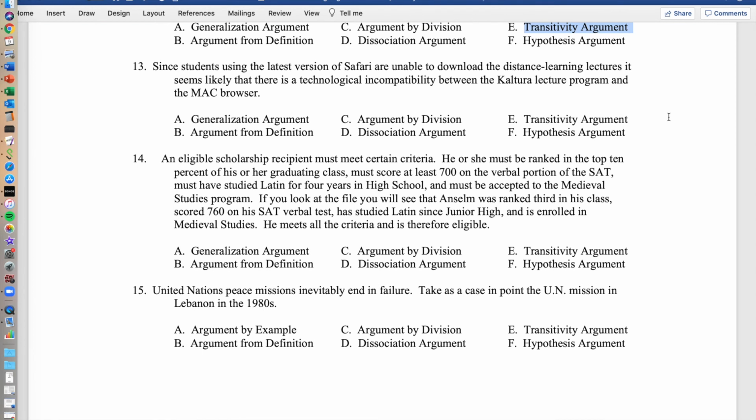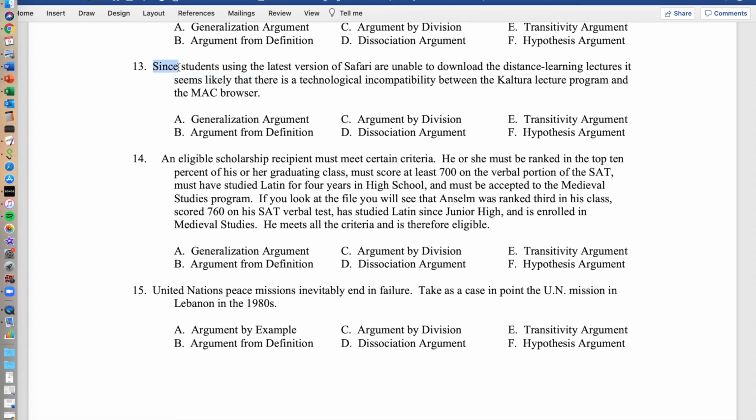Number 13. Since students using the latest version of Safari are unable to download the distance learning lectures, it seems likely that there is a technological incompatibility between the Kaltura lecture program and the Mac browser. Okay, so in this case, we have a problem, an issue that we're trying to explain. It's all one sentence, but we have two statements, and we have "it seems likely that," right? This tells us here comes a conclusion or a claim based on the evidence.